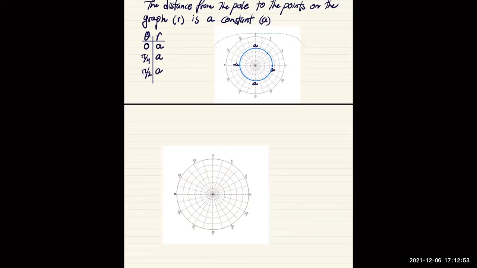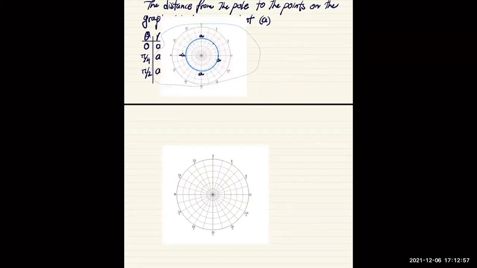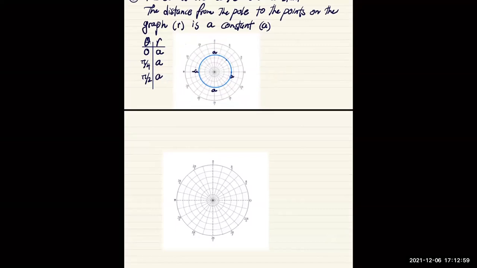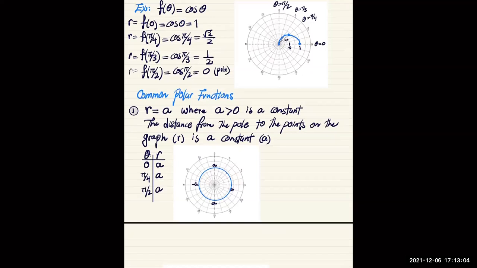Professor, real quick, could you scroll up just a tab? Yes, I can. So let me just adjust that. So if a is greater than 0, how do we get negative a when we're graphing the entire circle? Can you repeat that question one more time? Excuse me, r equals a where a is greater than 0. How come when we're graphing the circle, we have 2 negative a points?